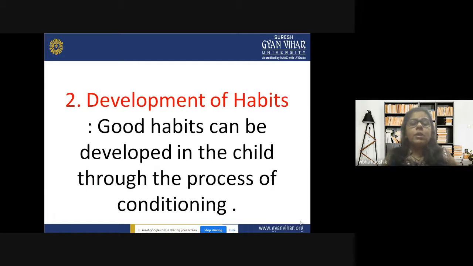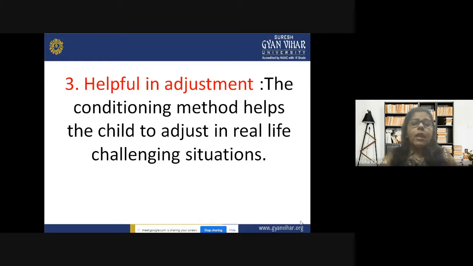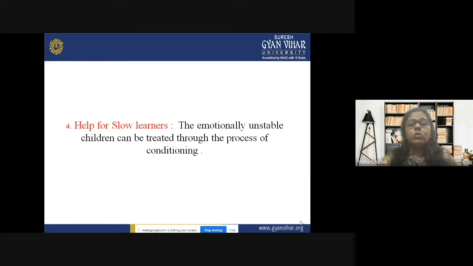Development of habits. Good habits can be developed in the child through the process of conditioning. Means we are able to develop good habits among the child with the help of conditioning. Helpful in adjustment. The conditioning method helps the child to adjust in real life challenging situations in a better manner. Help for slow learners means classical conditioning will help the slow learners to learn any concept.